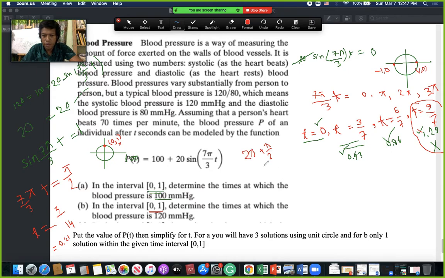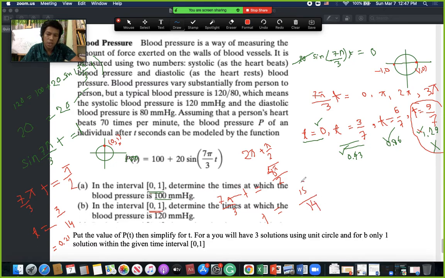So this is 4 pi, and 4 pi plus pi means 5 pi by 2 in total. So you have 5 pi by 2 here, and this equals 7 pi by 3 t. So t equals, this is 3 into 5, that means 15, and this is 7 into 2, that means 14.